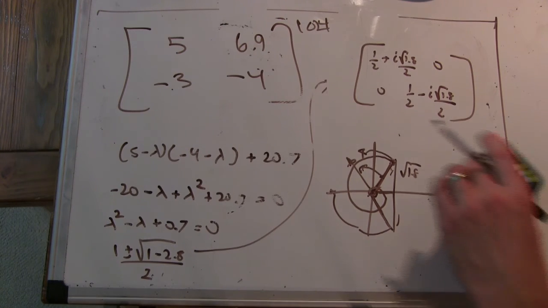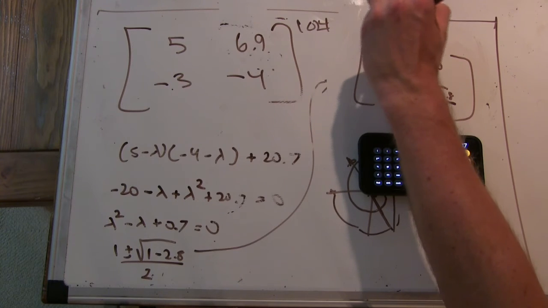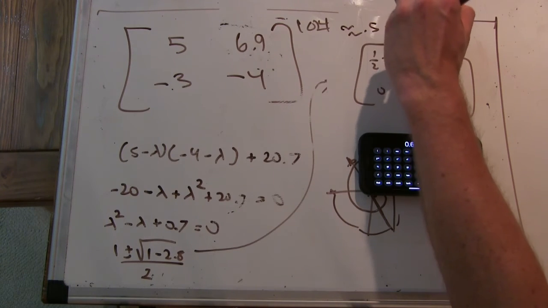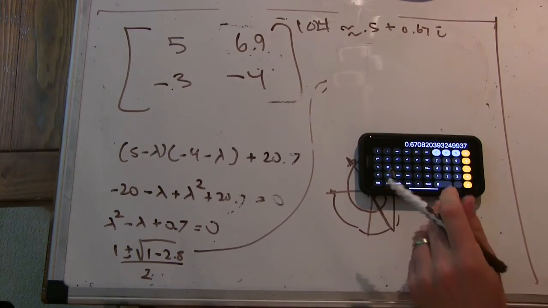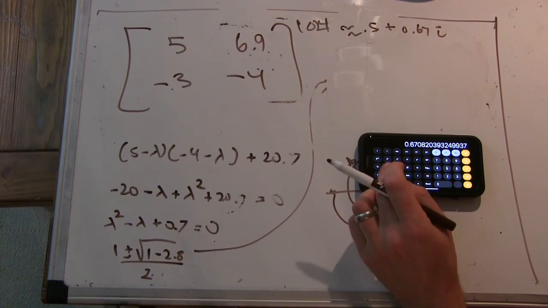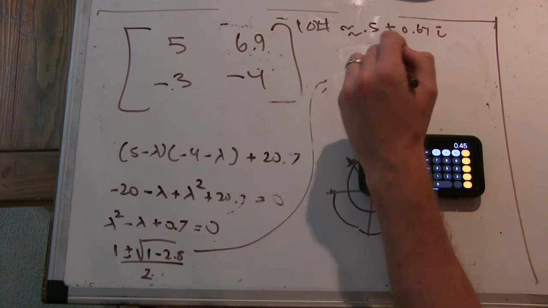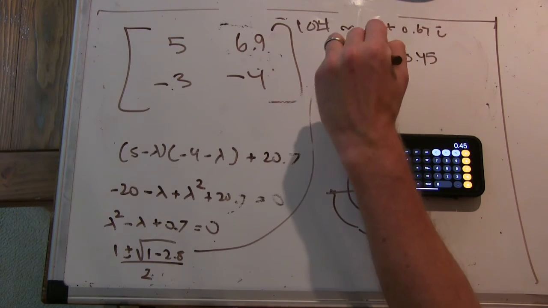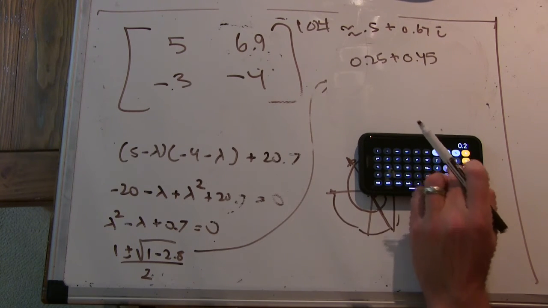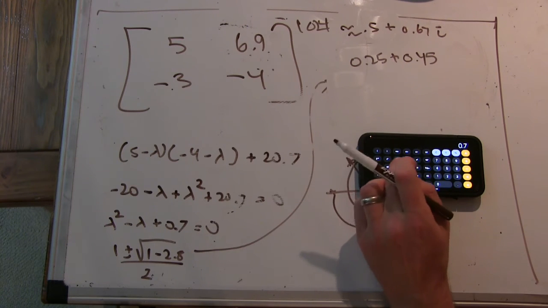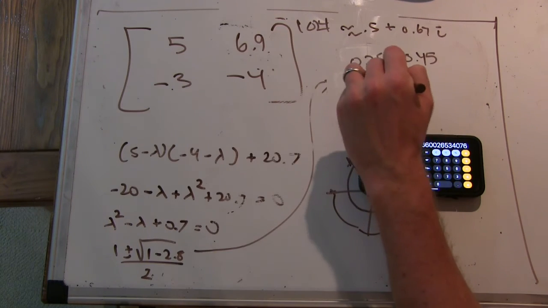The square root of 1.8 over 2 is about 0.67. So this is 0.5 plus approximately 0.67i, plus or minus, but I'll just find one of them. So we square this, and we get 0.45 plus 0.25. Take the square root of that, so 0.83 or 0.84.